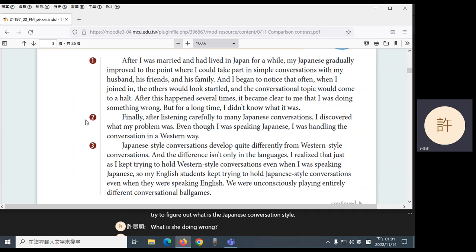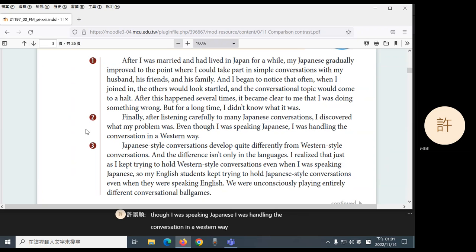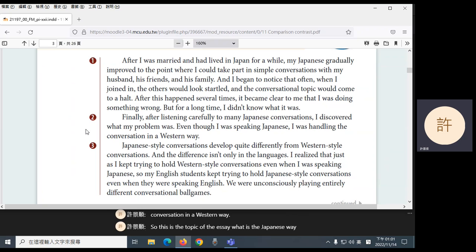Finally, after listening carefully to many Japanese conversations, I discovered what my problem was. Even though I was speaking Japanese, I was handling the conversation in a Western way. So this is the topic of the essay. What is the Japanese way? What is the Western way of having a conversation?